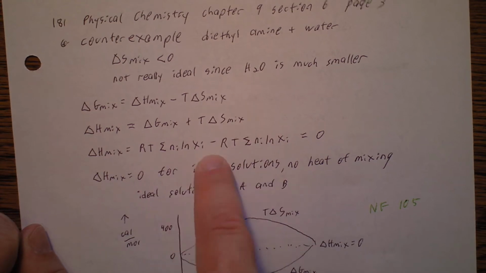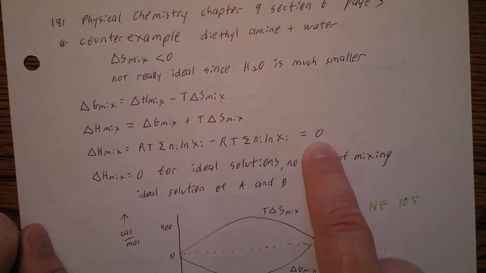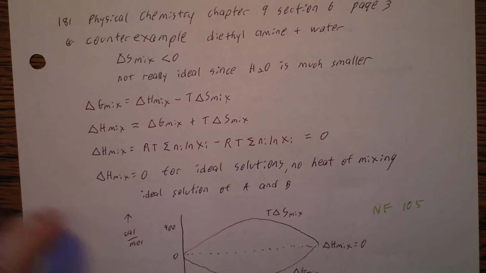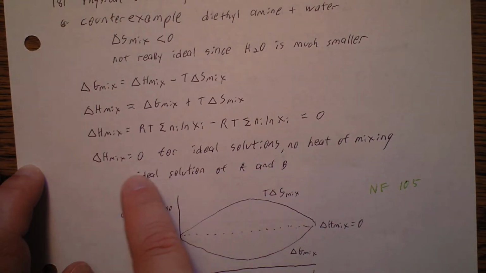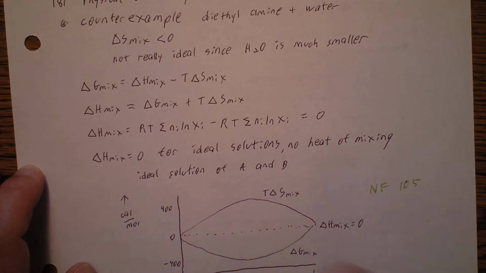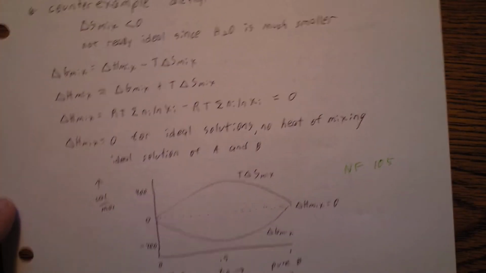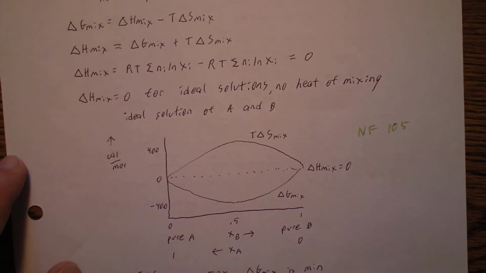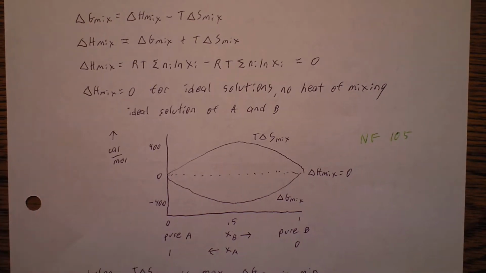These cancel out, they're the same. So the change in enthalpy from mixing is equal to 0. So for an ideal solution, the change in enthalpy from mixing is 0, which means there's no heat of mixing. The temperature shouldn't change.